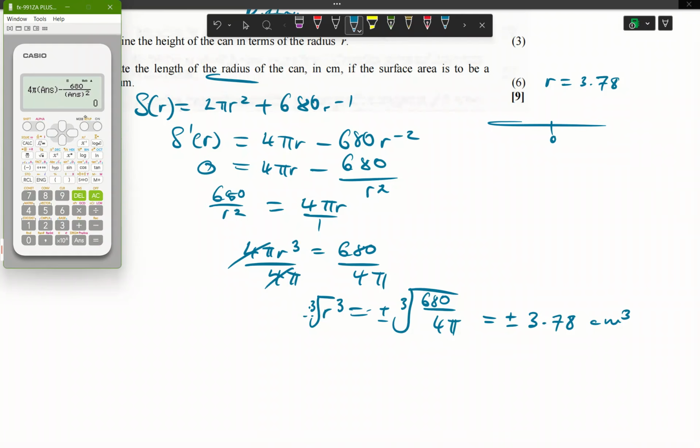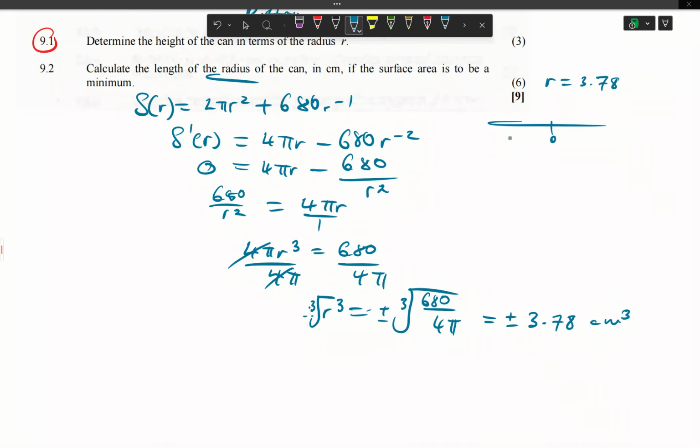Okay, less than that is just going to be 2. Less than that is 2. You see the answer is negative. Let's substitute a value greater than 3.78. Let's put 4. So the answer is positive there.